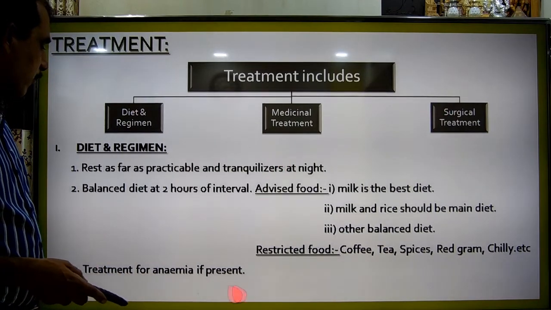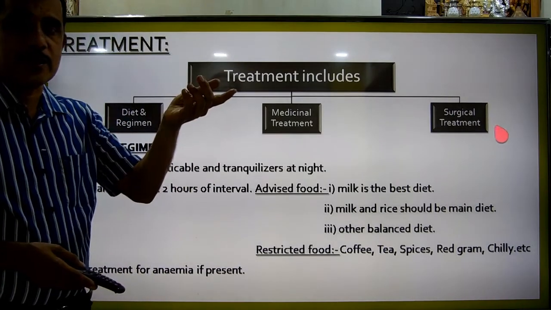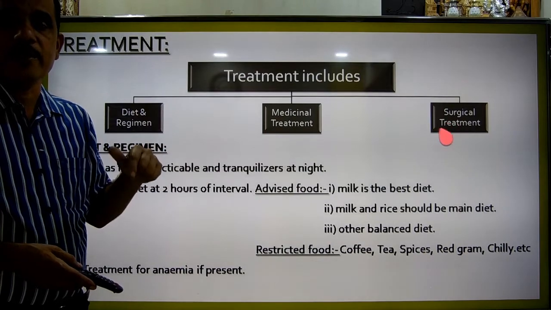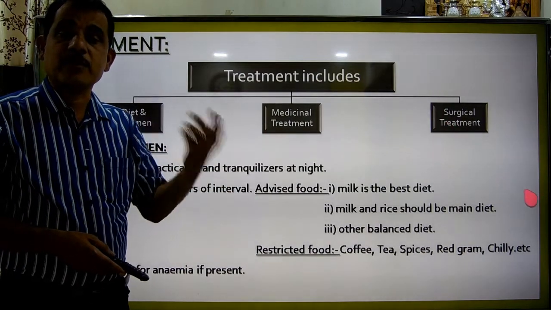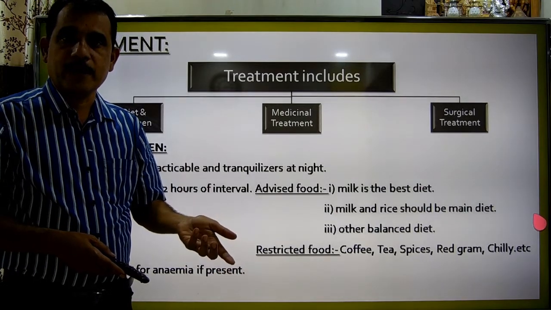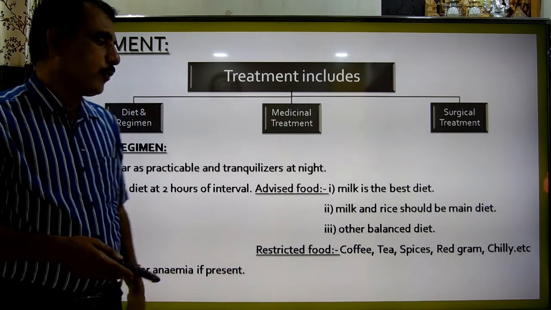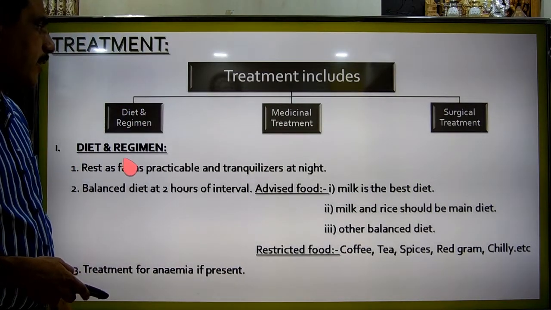Then treatment for the anemia, if present. As you have seen in clinical features, in most cases, especially of gastric ulcer, there is anemia. If anemia is there, treatment for the anemia should be given: iron supplementation, vitamin supplementation, folic acid. A diet rich in iron, protein and calcium should be advised to the patient. So that's the diet and regimen.